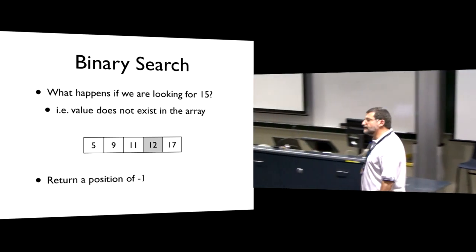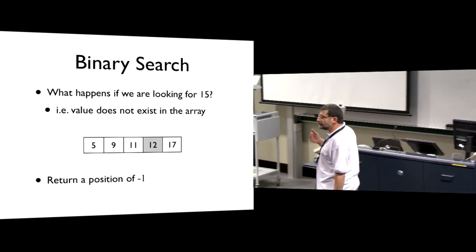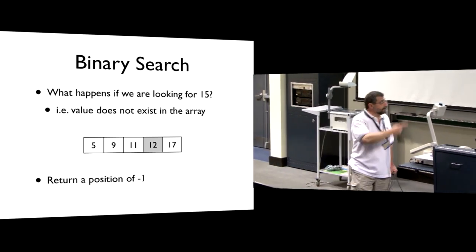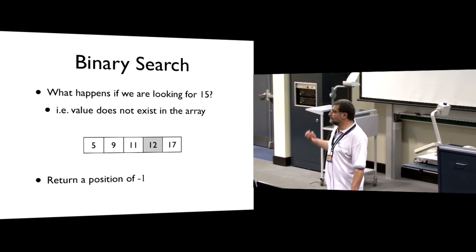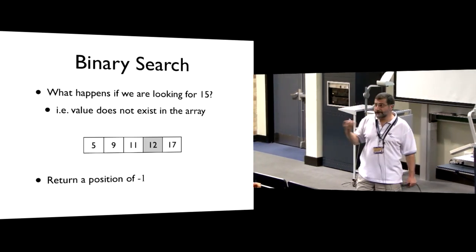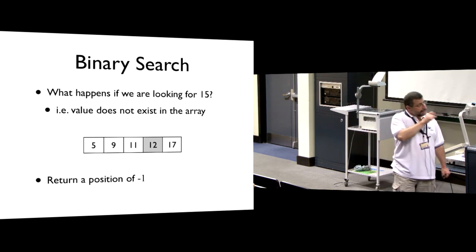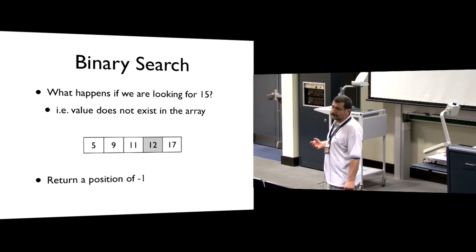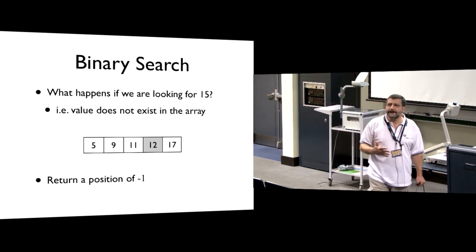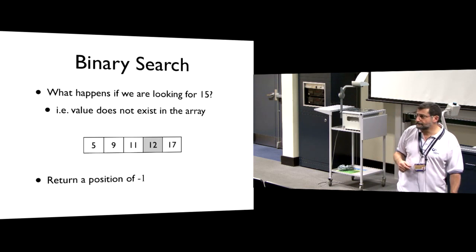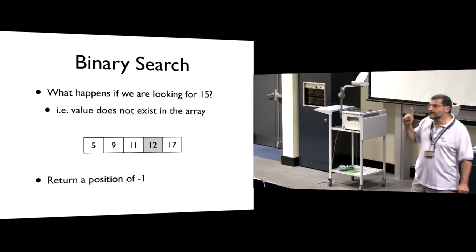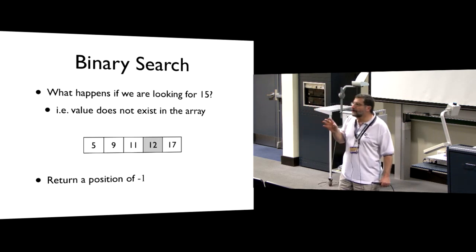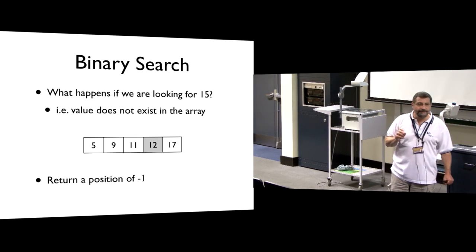Now, in this case, we want our method to return the position of the element if it's found. So in the case of when we found 12, it's in position number 3, so we want our search method to return 3. If we're looking for something that isn't in the array, we'll get it to return something that clearly can't be an index into the array, so we'll get it to return -1. But the question is, how do we realize when we got to the point where it's not there? How do we know that the element we were looking for is not in the array?